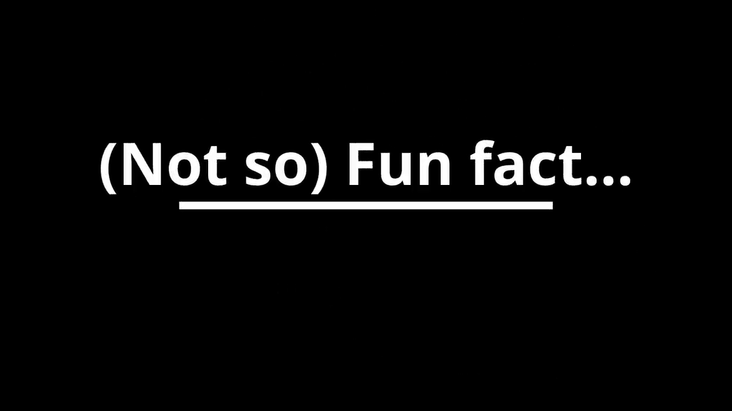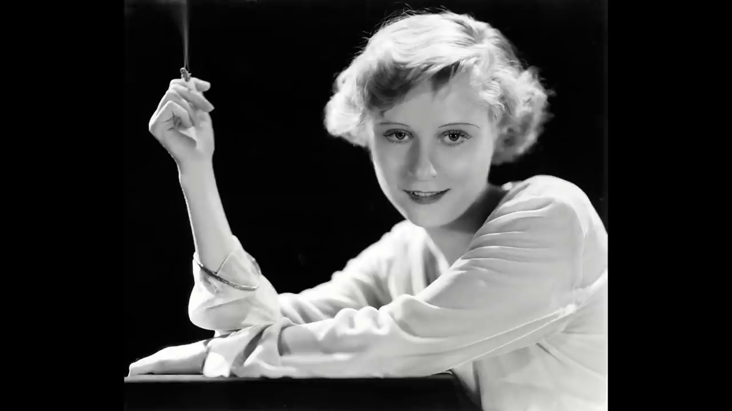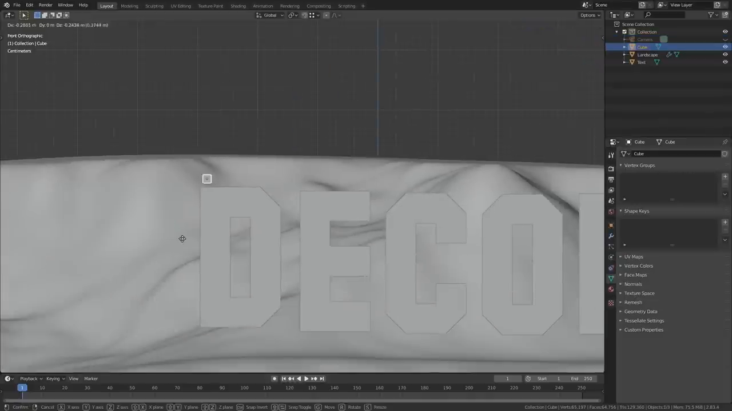Not so fun fact, in the 1930s, a British actress called Peg Entwistle killed herself by diving off the letter H.